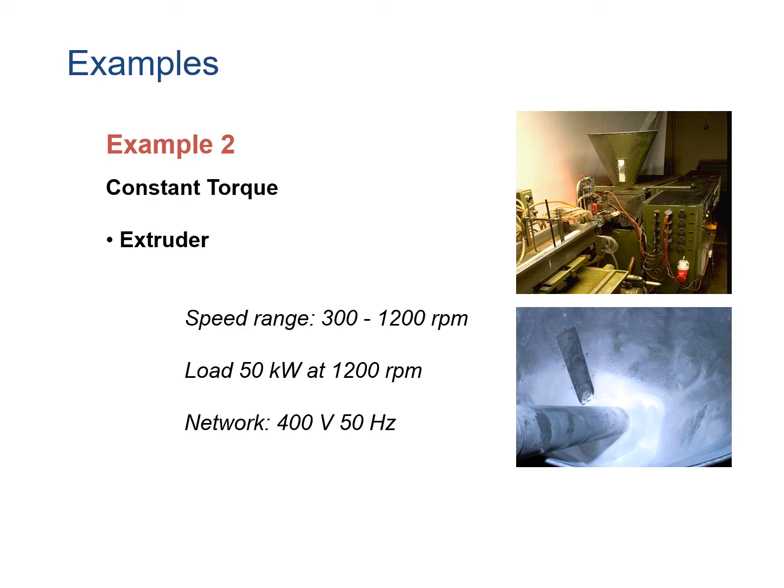So anyway, I have another example here, example number 2. This is a constant torque application, and the application itself is the extruder, which you can see in the picture here. And this extruder has a speed range of 300 to 1200 RPM, and the power is given for the highest speed, 1200, and the same network as in the previous example.